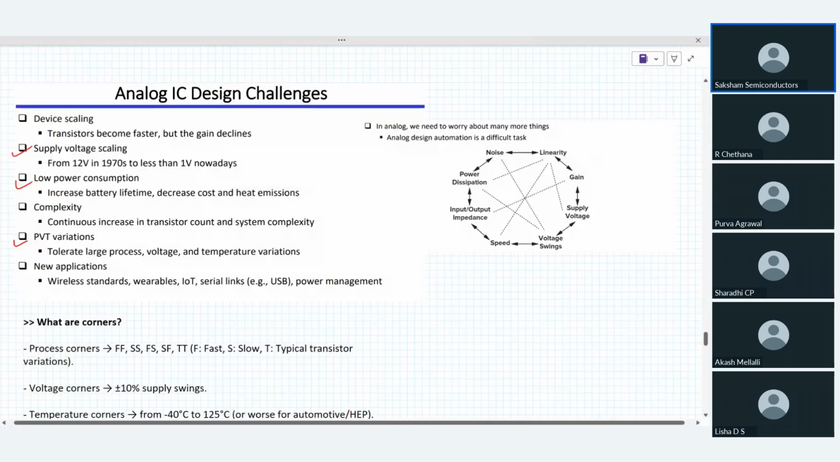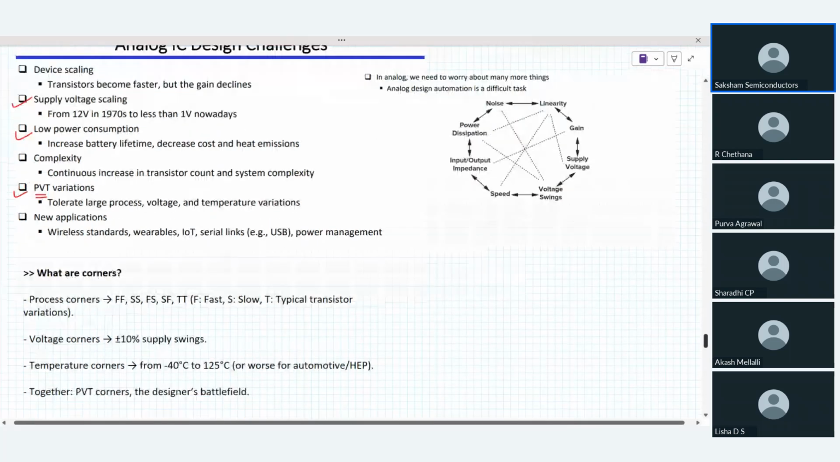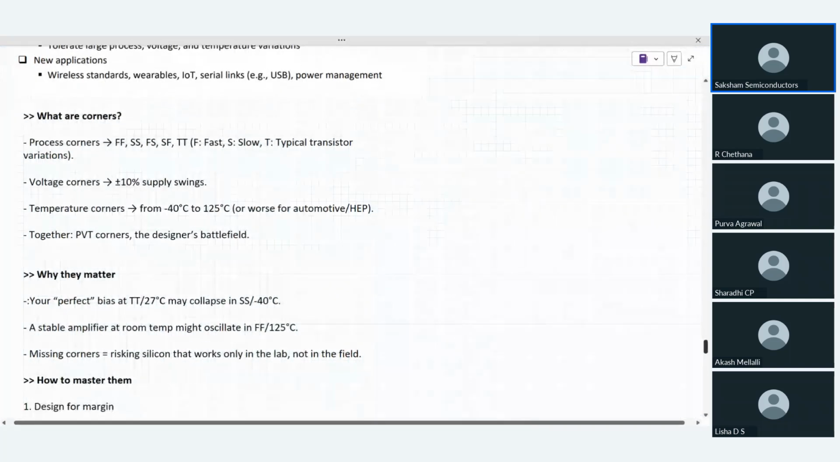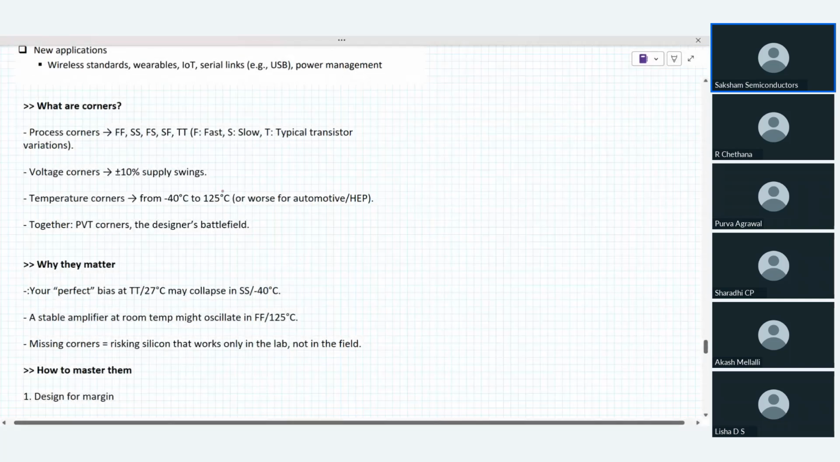And when I say PVT variations, it is process, voltage and temperature. All these three variations, how they are going to impact the performance, we'll try to address that. I will try to give you some insight about the PVT variations.